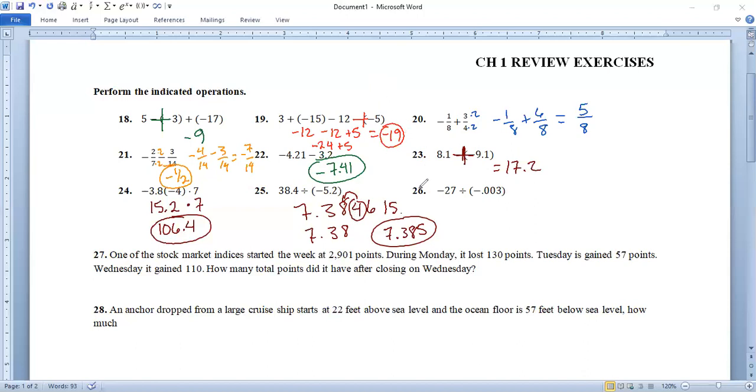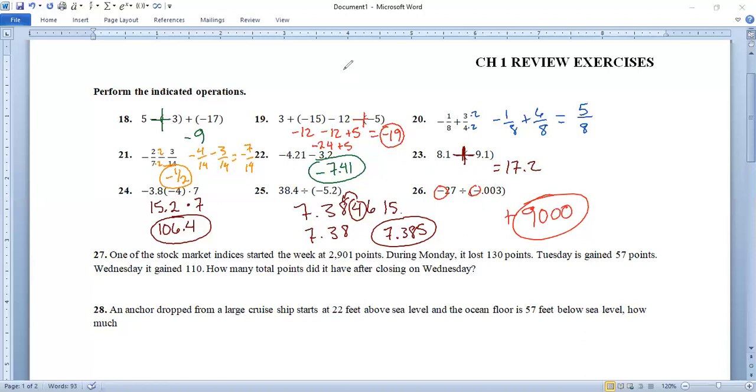All right, and number 26, this is a negative divided by a negative, so the answer is going to be a positive. So you take 27 divided by 0.003, and we get a really large number. That surprises somebody. This is 9,000. When you times by a very small decimal, you get small numbers. When you divide by a very small decimal, you end up getting very large numbers.